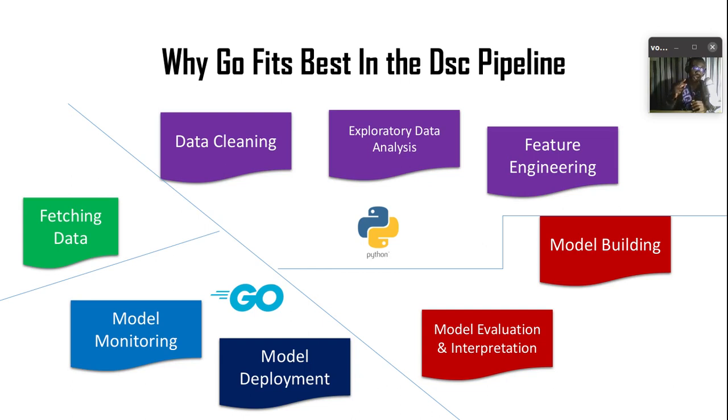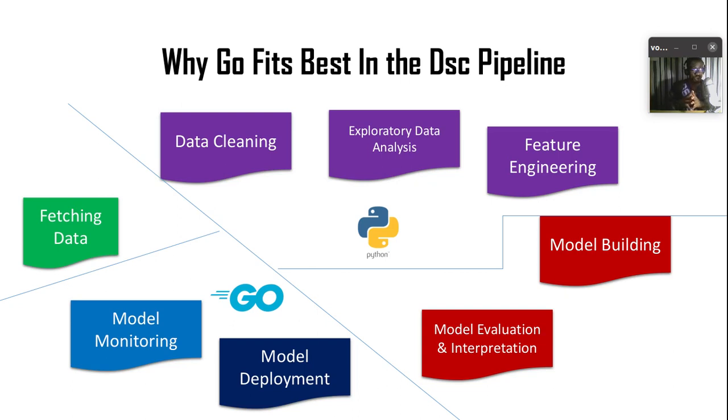Go is not strong in data cleaning, EDA and feature engineering, because you'll spend a lot of time writing simple code just to do this. It is scalable, powerful and fast, but you're going to waste a lot of time when you try to use Go for EDA, feature engineering and data cleaning. So it's better you use Python. When building a model, you can use Go or Python, but preferably use Python.